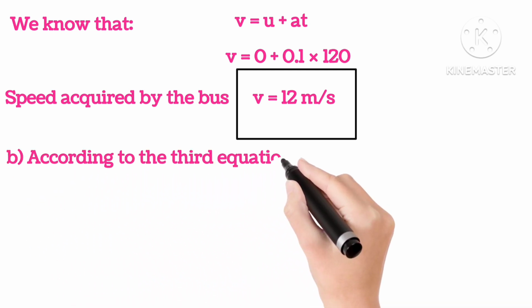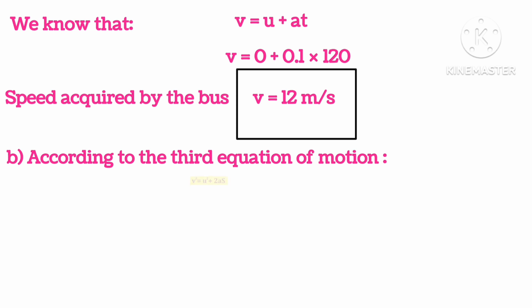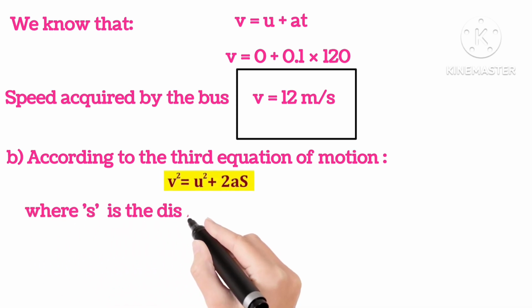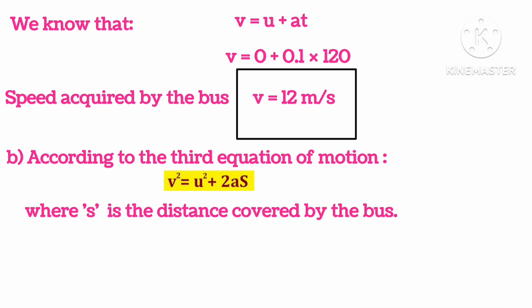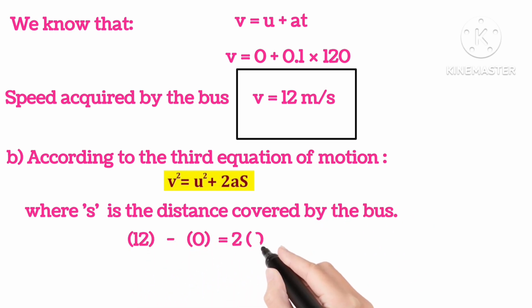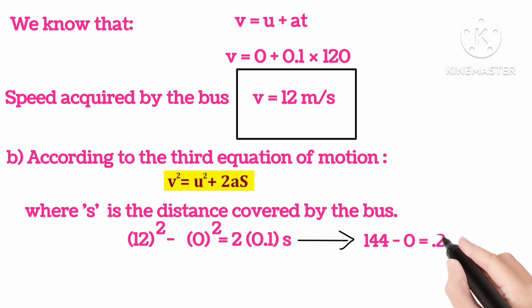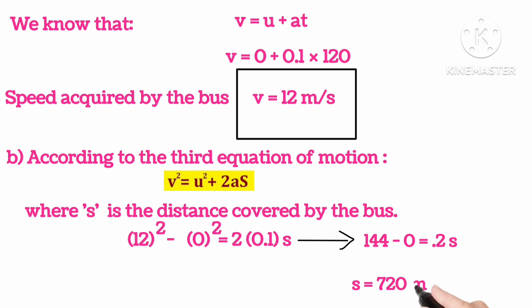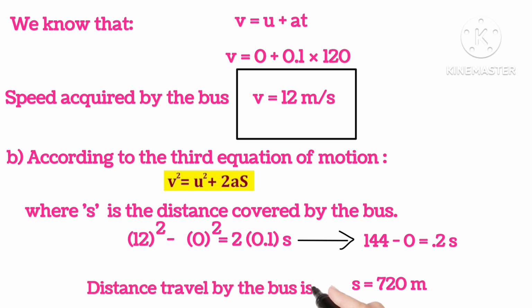Secondly, according to the third equation of motion, v square = u square + 2as, where s is the distance covered by the bus. So putting the values, we get s equal to 720 meter, which is the distance traveled by the bus.